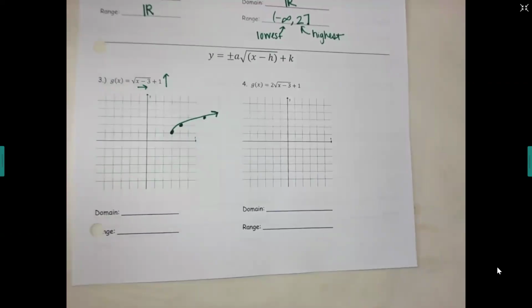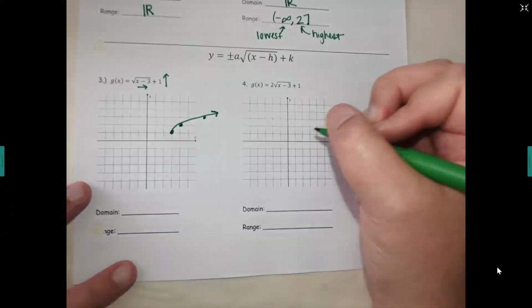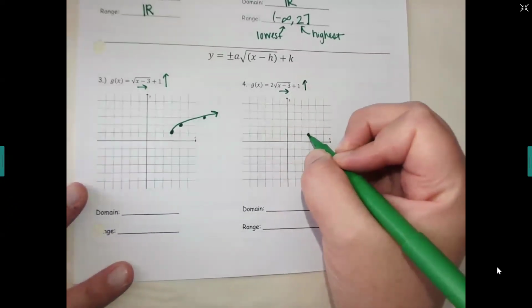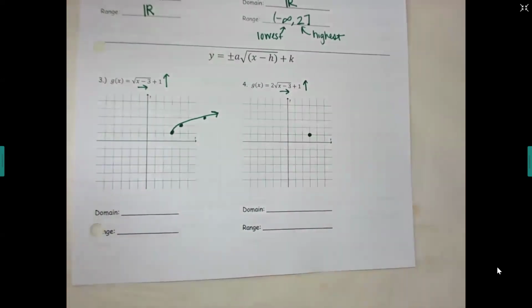All right, take a look at number 4 when you're ready. We're going to do the same thing. I notice I still have a -3 with the x and I still have a +1 at the back. So go ahead and start your hook at the same spot: to the right 3 and up 1. But there is a number that's different on this one. What number is it? The 2.